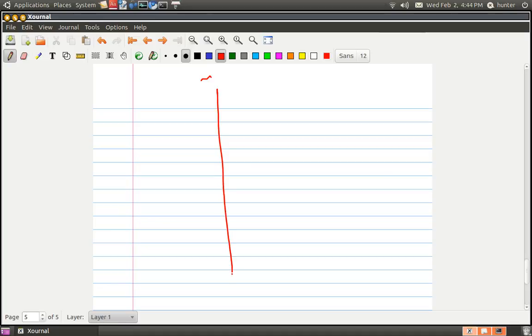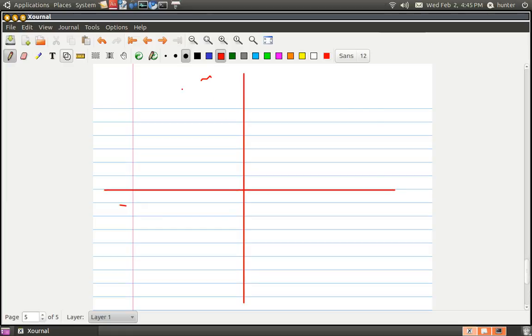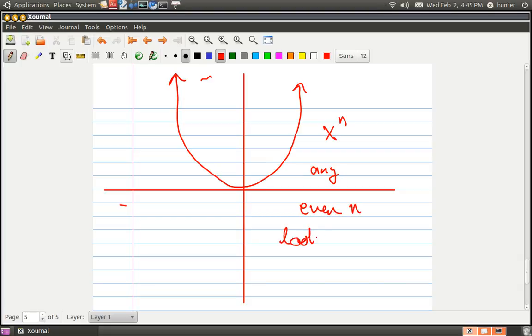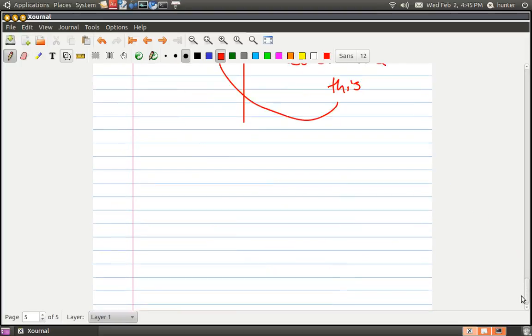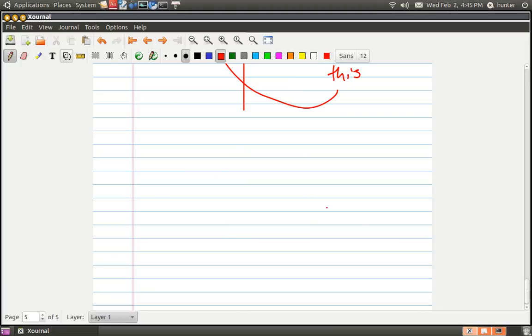Alright, so this is something that we need to know. We need to know that x to the n for any even n looks like this. And we graphed a bunch of functions and just proved why it was true.